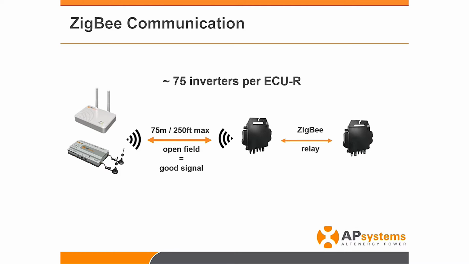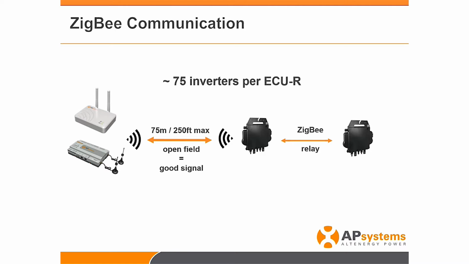Zigbee communication. Zigbee is the protocol that we use to make our inverters communicate with the ECU, so you get the maximum monitoring range possible. As you can see, you can connect 75 inverters per ECU-R, and the Zigbee range is 75 meters or 250 feet max. So if it's an open field, it will be a good signal. But if it's, say, a metal roof or something like that, then the signal strength might be hampered. And even the internal communication between the inverters is through Zigbee.